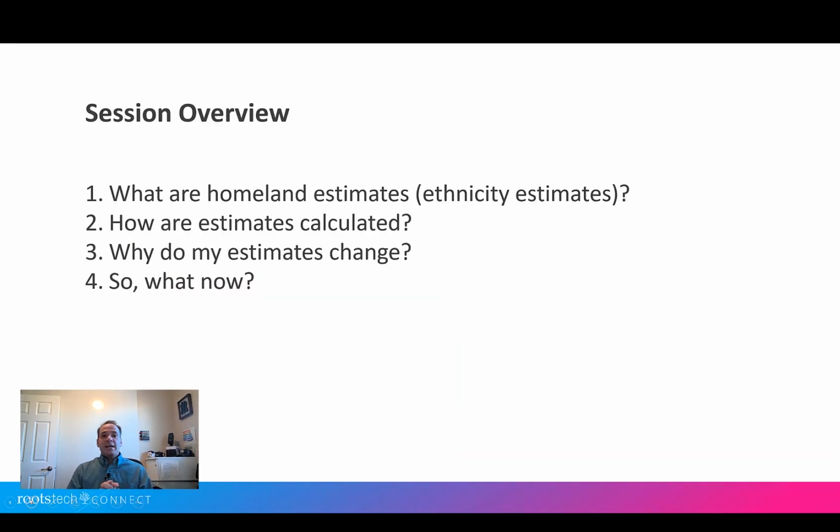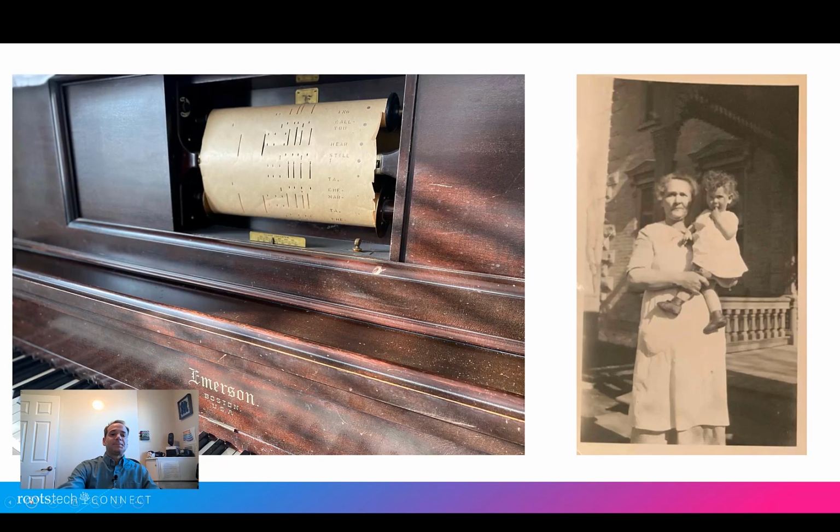What we're going to cover today are four very high-level things. The first being, what are homeland estimates, sometimes known as ethnicity estimates? How are these estimates calculated? Why do my estimates change? And then, so now what? What can I do with this newfound knowledge with my homeland estimates?